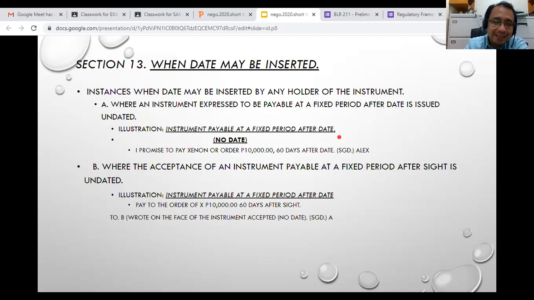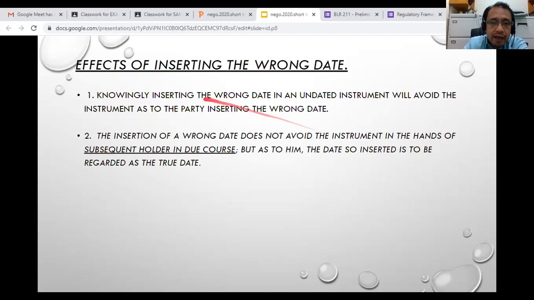Well, it depends. Sagot mo doon. It depends on what? It depends on whether Yankee is a holder in due course or not. If Yankee is a holder in due course, then he will acquire a good title from the instrument. And insofar as he is a holder in due course, the date so inserted will now be considered as the true date thereon. But if Yankee is a holder not in due course, then it's still a void instrument. Take note of that. Void pa rin kung holder not in due course siya.